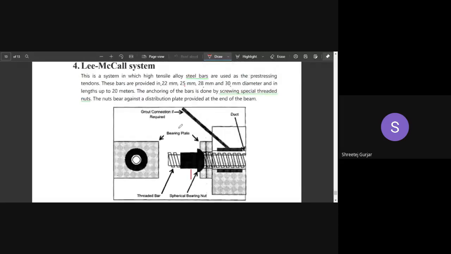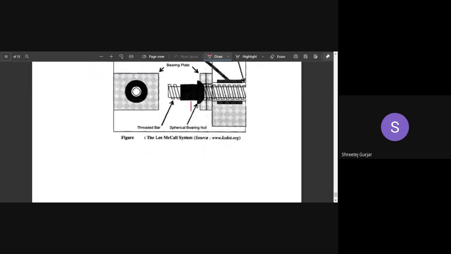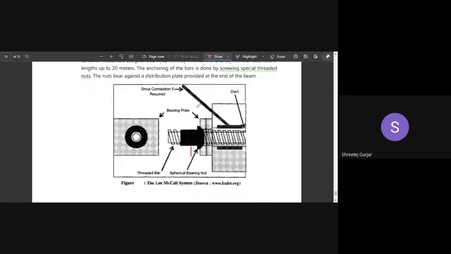So this is a simple system wherein you have threads on your bars, and once you stretch them, we can simply put a nut and tighten them against your bearing plate, and that is how your steel bars are anchored, right? So this is your Lee McCall system, very easy.